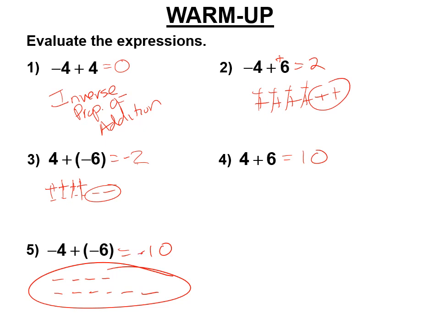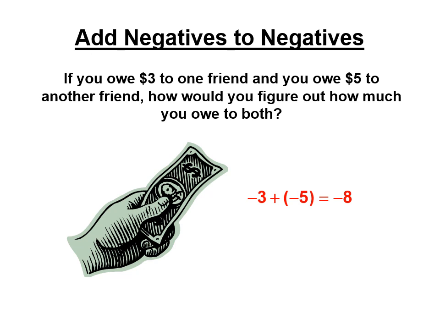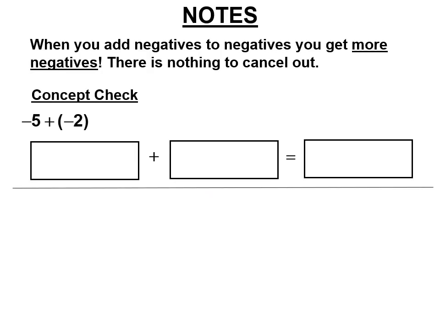Right? If you owe $4 to one person and owe $6 to another, you owe a total of 10. So that's -10. Right? So if you owe $3 to one person, owe $5 to another, you owe a total of 8. You're -8. We're going to draw these again, right? So the first box, just to show you the difference. There's 5 negatives in the first box, 2 negatives in the second box, and so there's 7 negatives in the last box, -7. No canceling, no opposites.